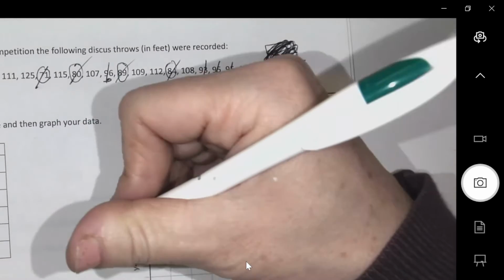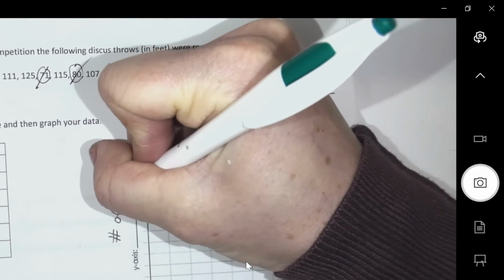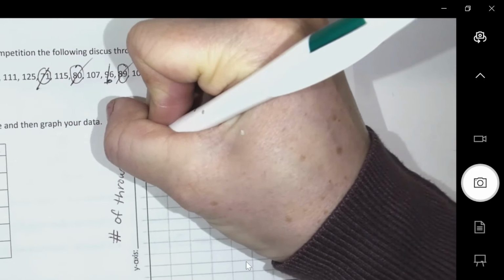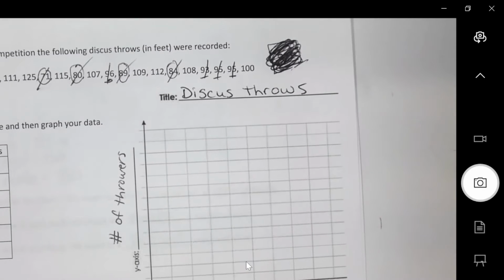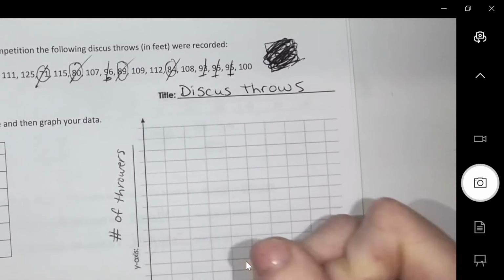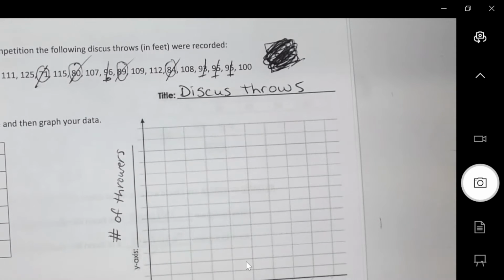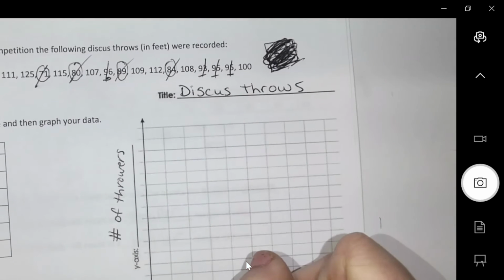And the number of throwers. Okay, so really it only starts at 70. So here's what I'm going to do. I'm going to draw a squiggle line on a chart. That just means I'm skipping. I'm not going to start at 0. So now I'm going to go 70 to 80.